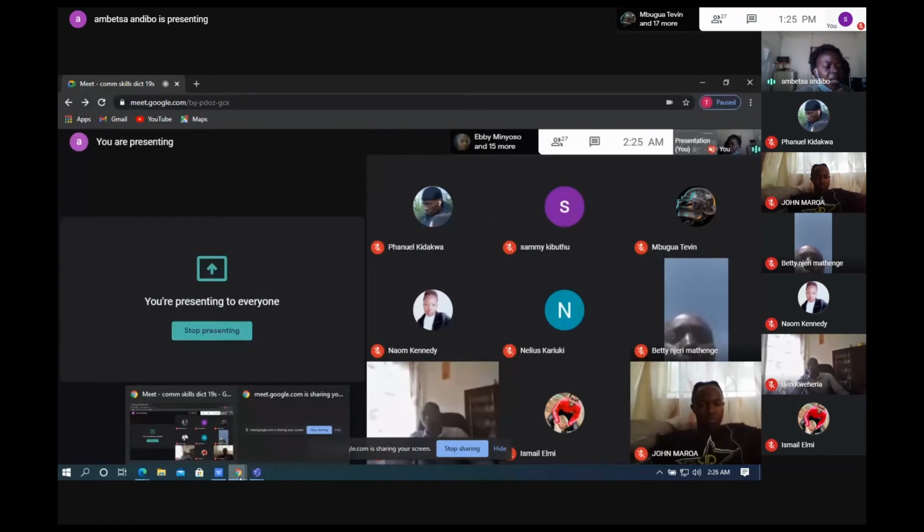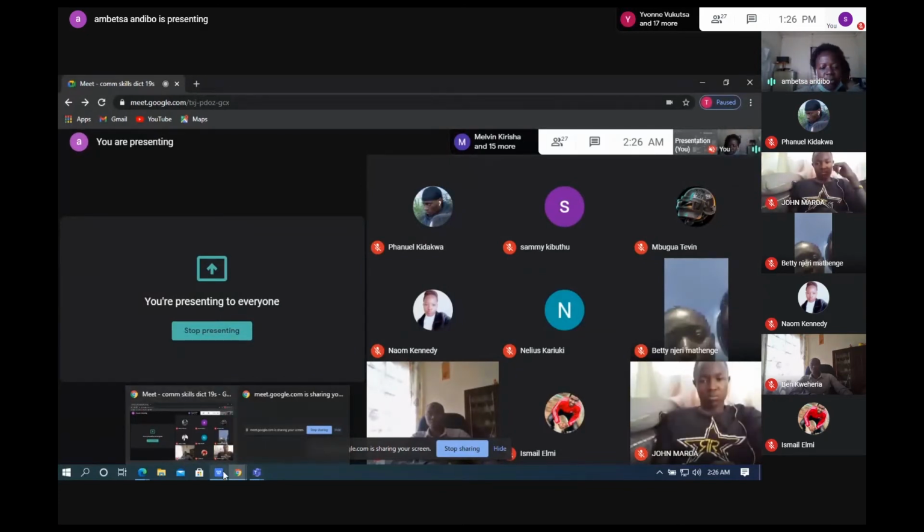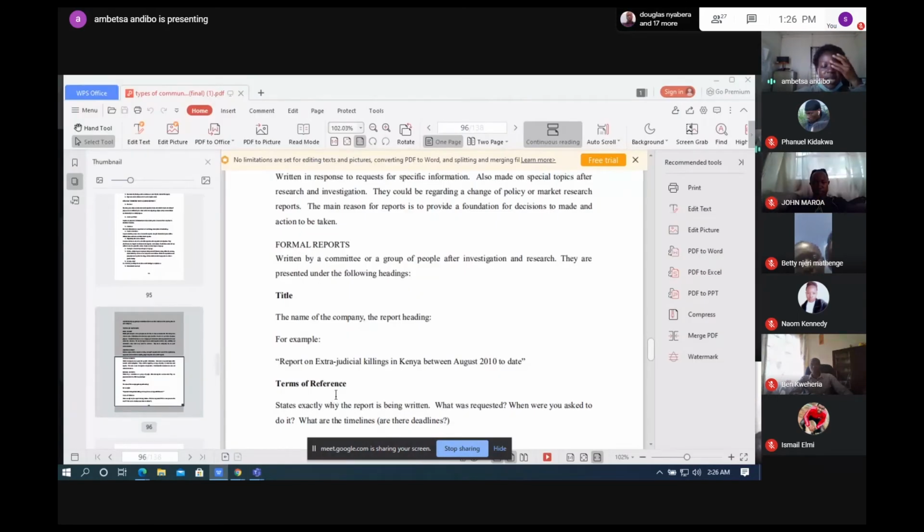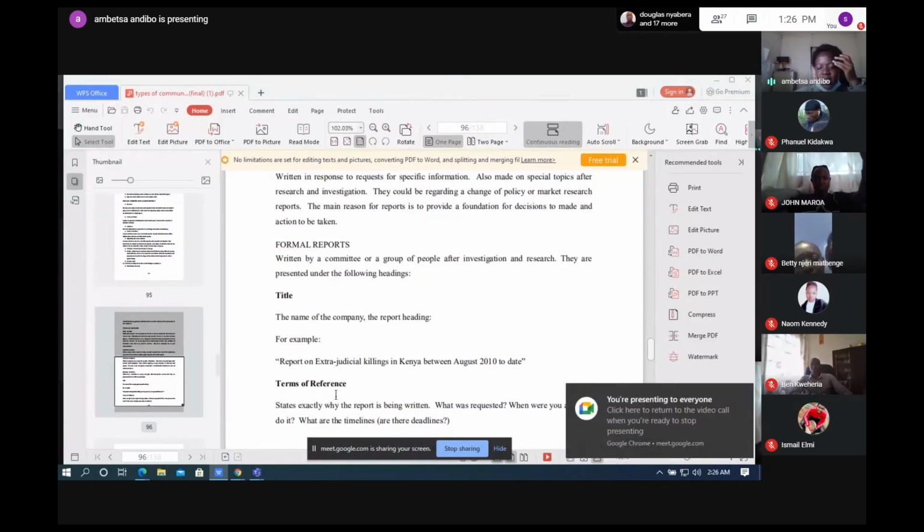And they are prepared in a prescribed format and presented according to a prescribed procedure. So, for example, the treasurer's report during an AGM, that is a formal report. It is required by law and it is filed at the registrar of companies.